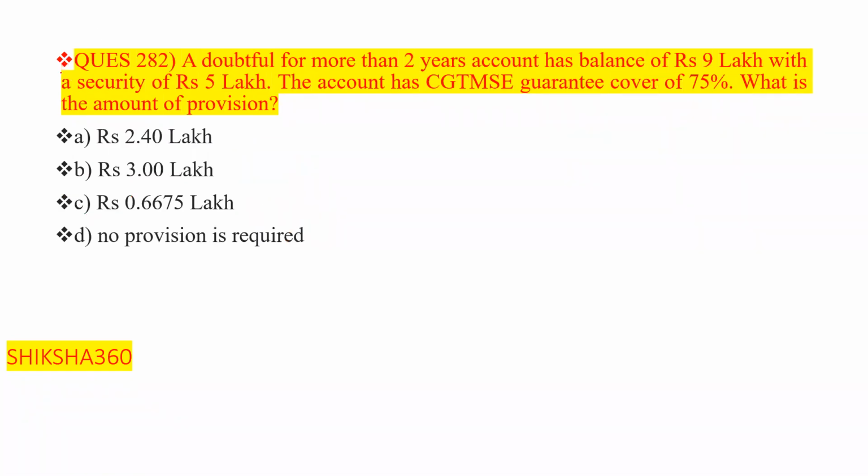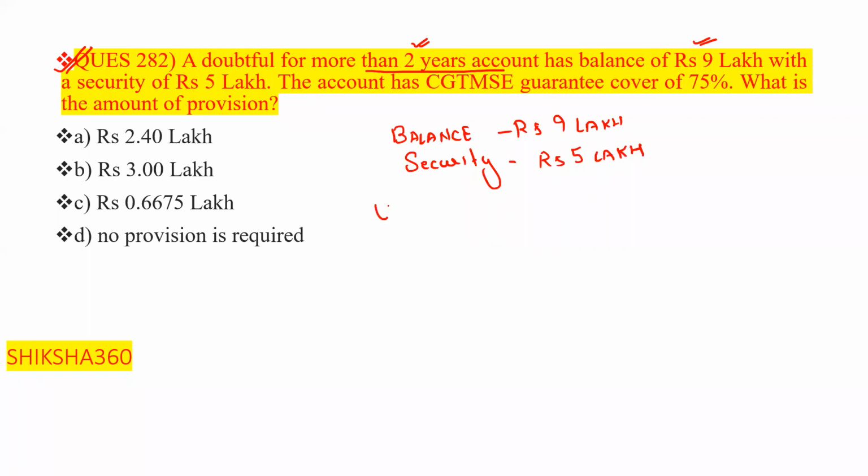Now move to the next question, question number 282. Please go through the question and tell fast what the answer is. That is basically a numerical based on the provisioning. A doubtful for more than 2 years account has a balance of rupees 9 lakh. Security here is rupees 5 lakh. So the unsecured amount here is 4 lakh.